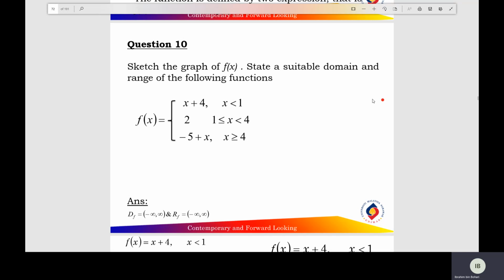Piecewise function. Question 10. Sketch the graphs of f(x) and state the domain and the range of the following function. First, here the function f(x) equals x plus 4, and the value of x here is less than 1. First, you check the type of the function.